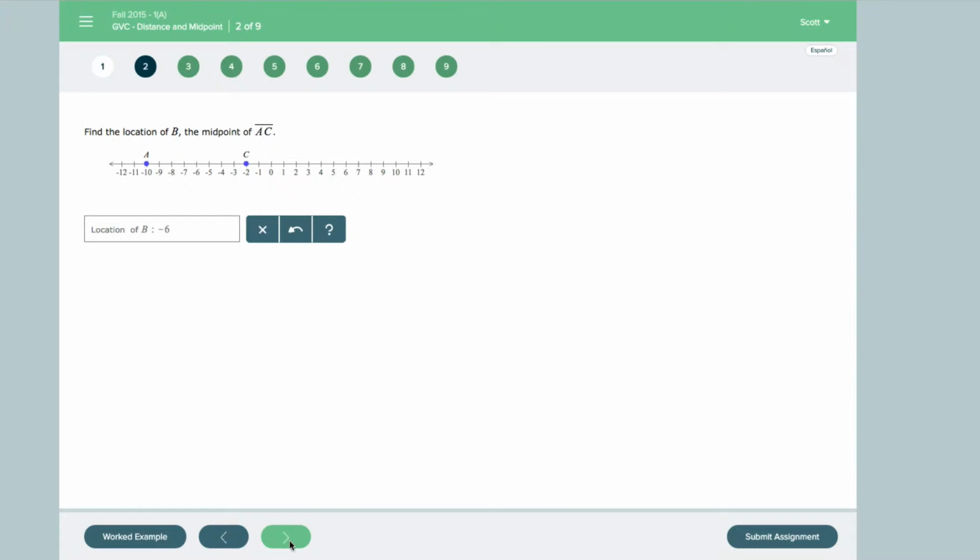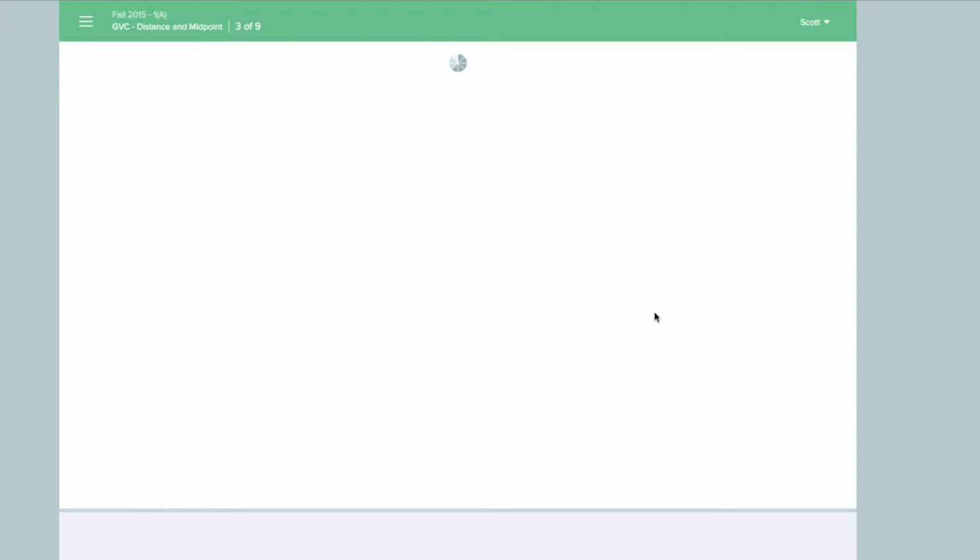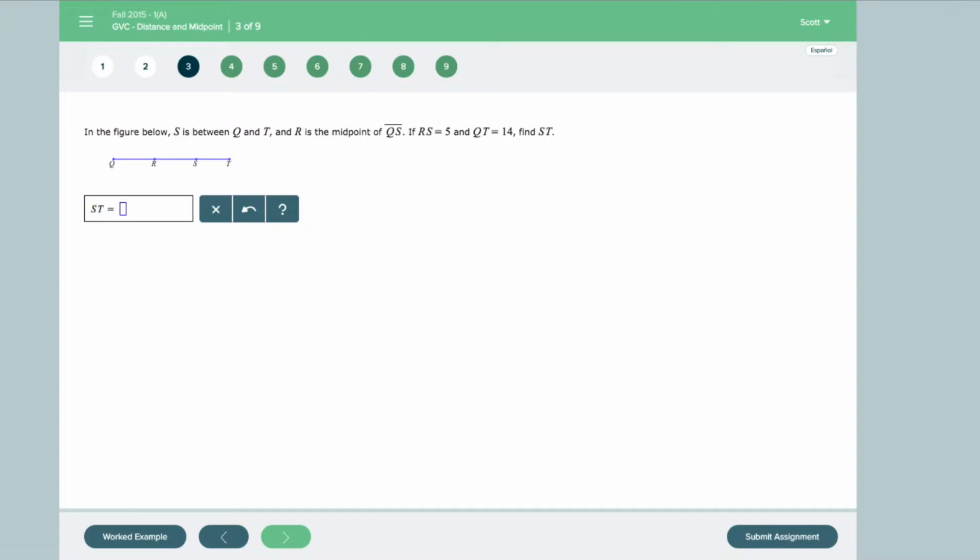Okay, next one, number 3. In number 3, we're given a smaller section here, but it's in different pieces, and so we need to figure out what we can. R is the midpoint of QS, so I'm going to mark that as those two lines are congruent. Okay, so I know RS and QR are exactly the same. Well, if RS is 5, then QR is also 5.